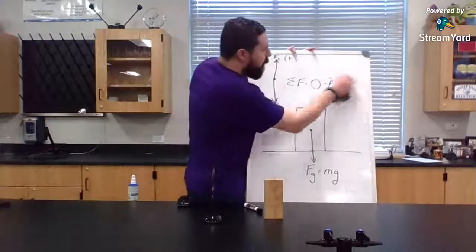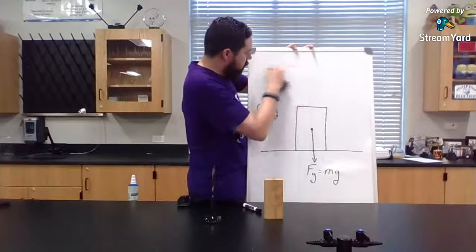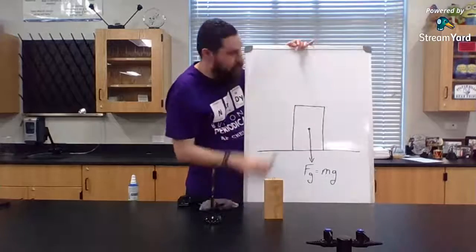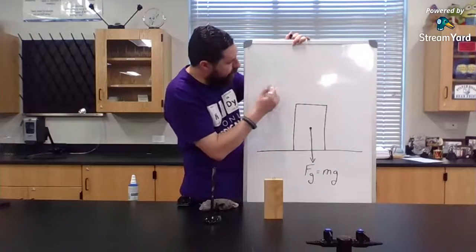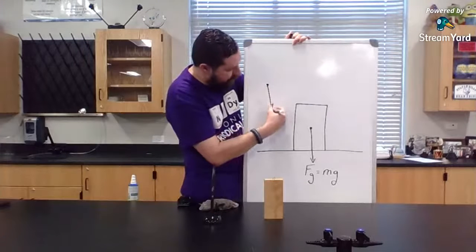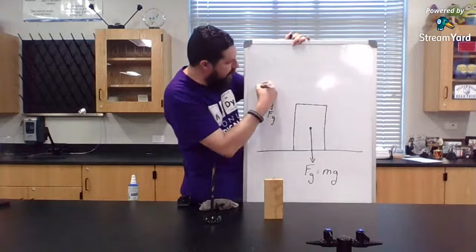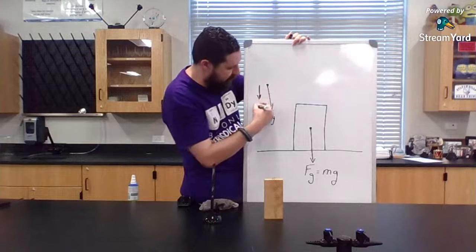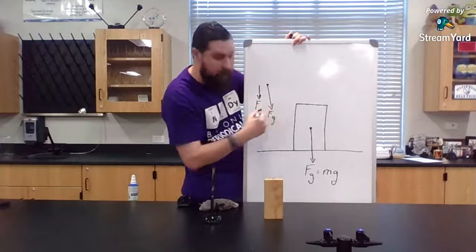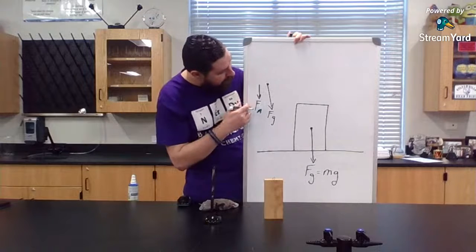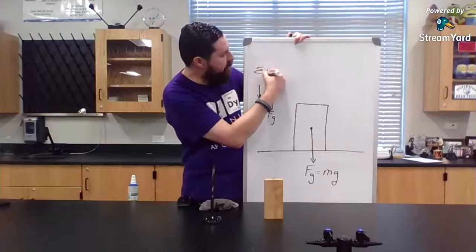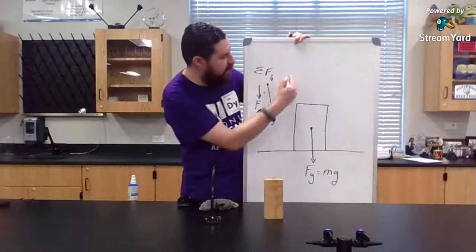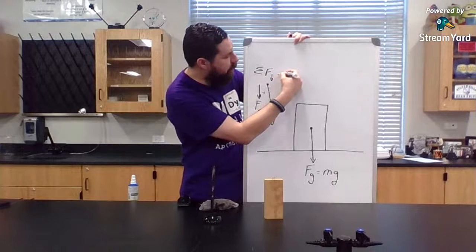So let me clear this board. Now, starting out, before I apply that extra force downwards, I have that force of gravity acting downwards, but now I'm going to add an additional downwards force. We're going to call this force applied, or F sub A. The idea is that these two forces add up so that my net force downwards, or towards the negative, is going to equal the force applied plus the force of gravity.